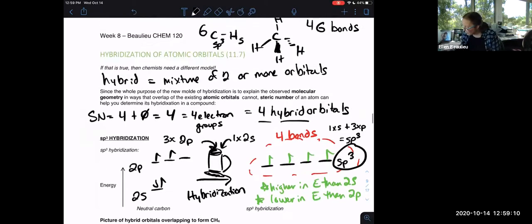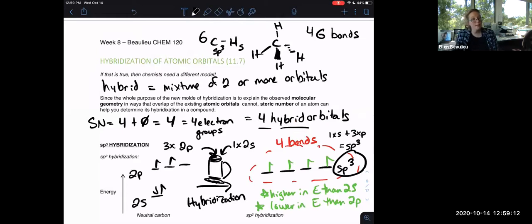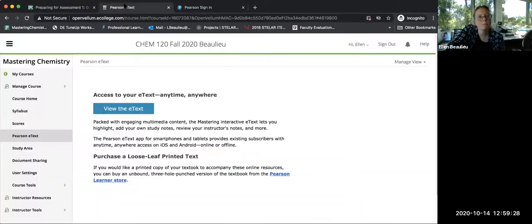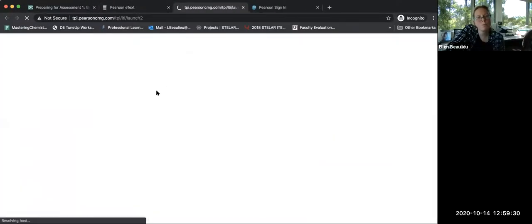An sp3 orbital, I'm not going to test you on this. I'm not going to ask you to draw the shape. You'll see better pictures in your book. So let me show you the picture in your book. I had it pulled up, and then wouldn't you know, Pearson logs me out. It's all good, Pearson.